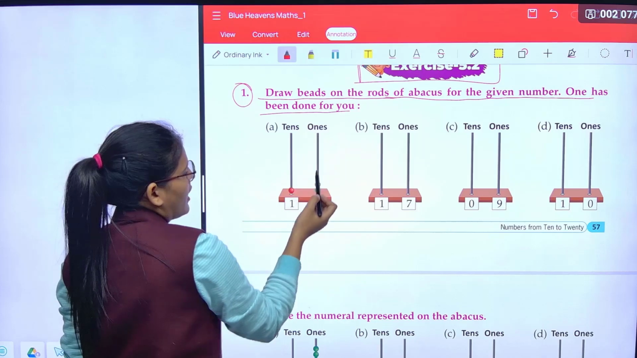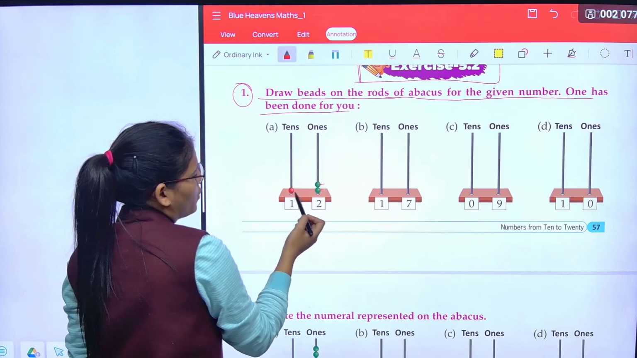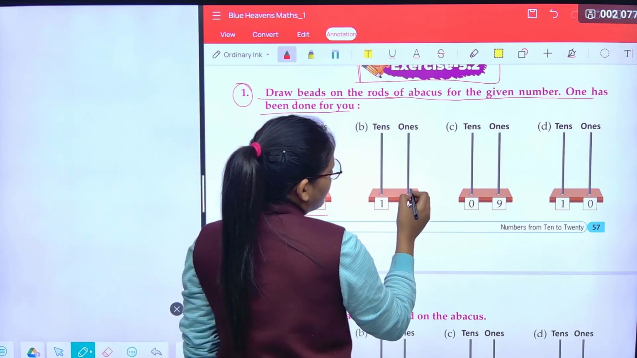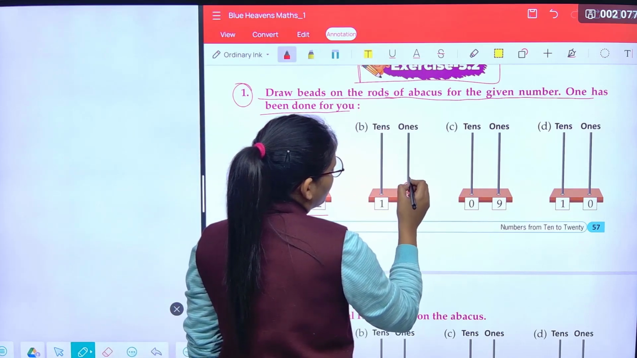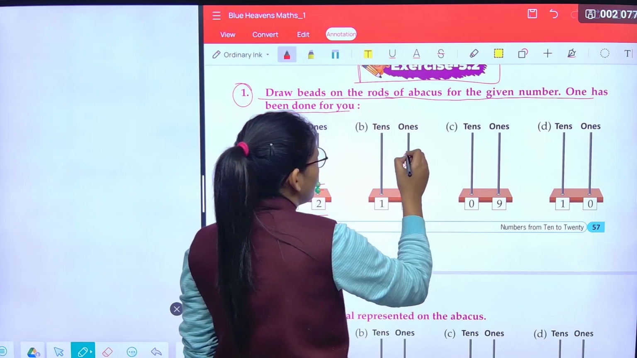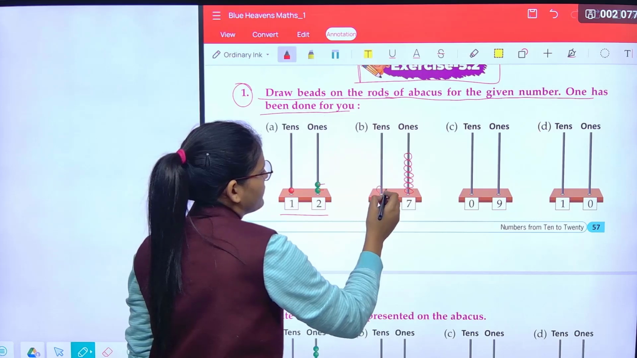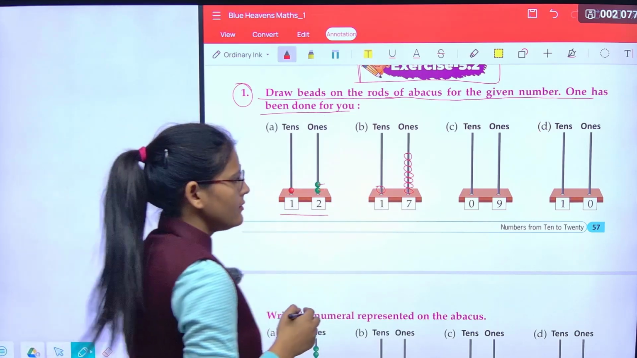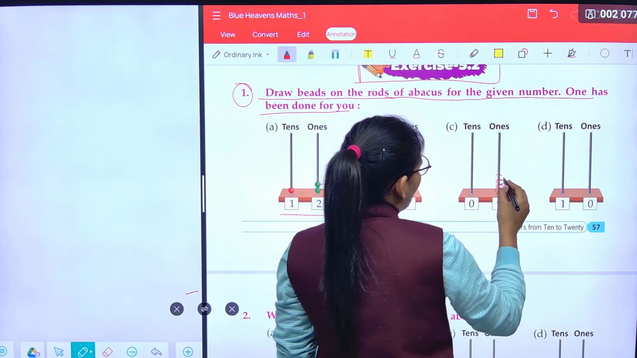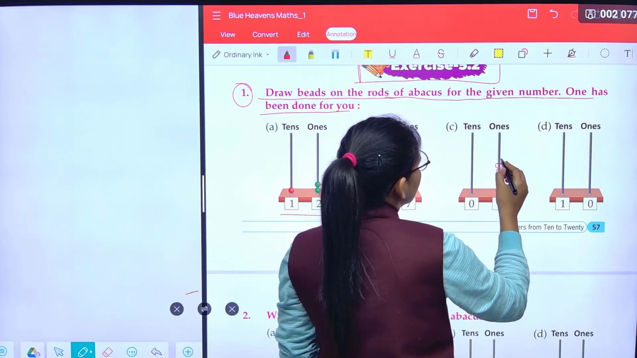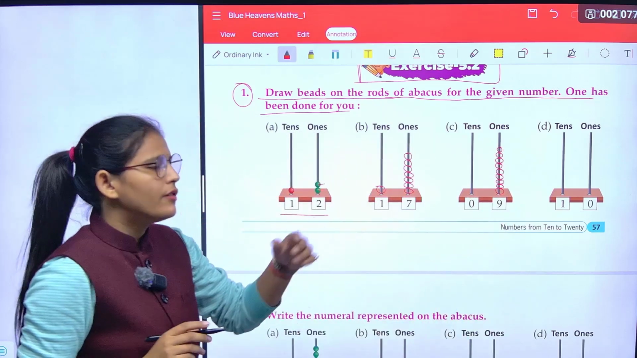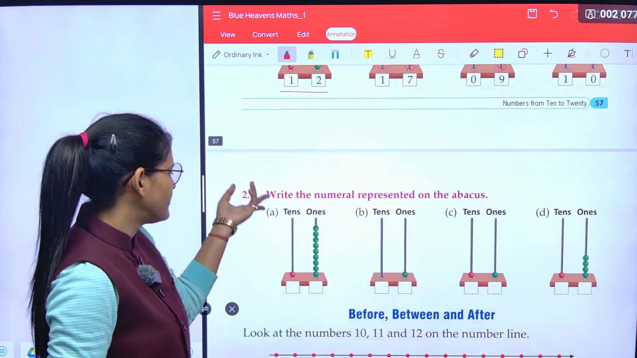Now class, here is ones, 1, 2, so it is 12. Here is 7, so we will make 7 beads. 1, 2, 3, 4, 5, 6, 7. Understand? Now class, 9 beads. 1, 2, 3, 4, 5, 6, 7, 8, 9. Here is 0. Rest of the part, do yourself class.